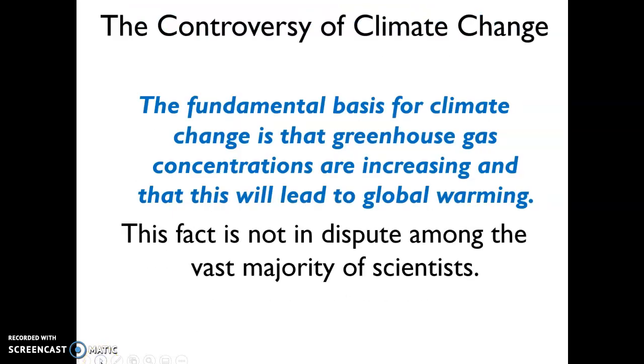Okay, now we're ready to wrap it up by looking at the data, putting it all together, seeing if there's controversy over climate change, and figuring out what can be done about it. So the fundamental basis for climate change is that greenhouse gas concentrations are increasing, and that this increase is due to human activity, and that this will lead to global warming. That this will lead to global warming is fairly established and is definitely not really in dispute among the vast majority of scientists.